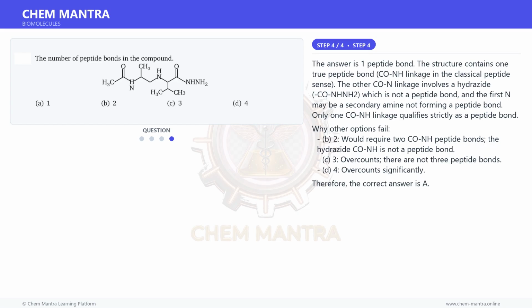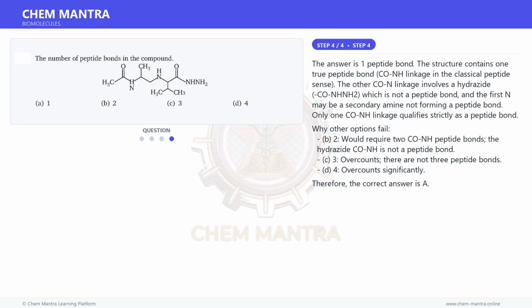And for the final step, the answer is one peptide bond. The structure contains one true peptide bond, CONH linkage in the classical peptide sense. The other CON linkage involves a hydrazide, CO-NHNH2, which is not a peptide bond, and the first N may be a secondary amine not forming a peptide bond. Only one CONH linkage qualifies strictly as a peptide bond.